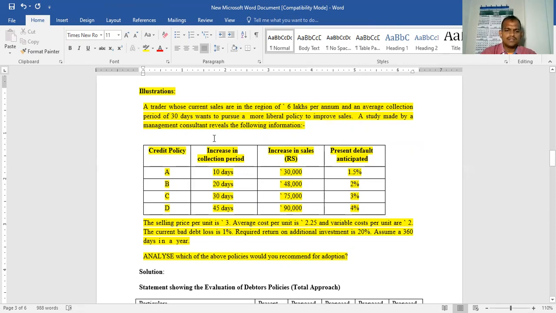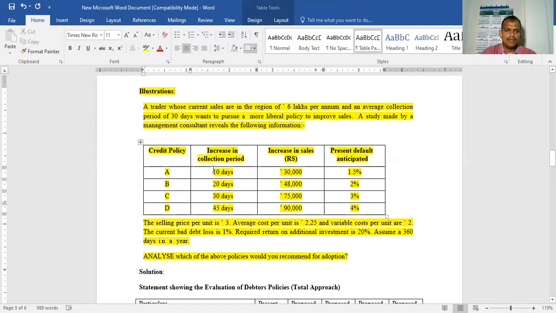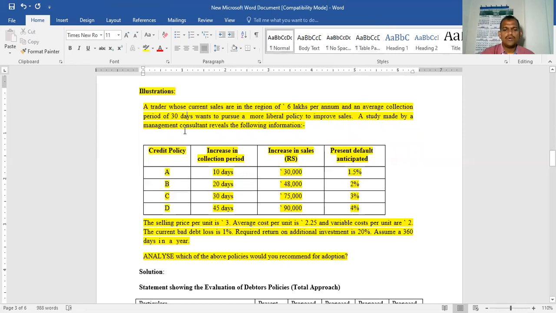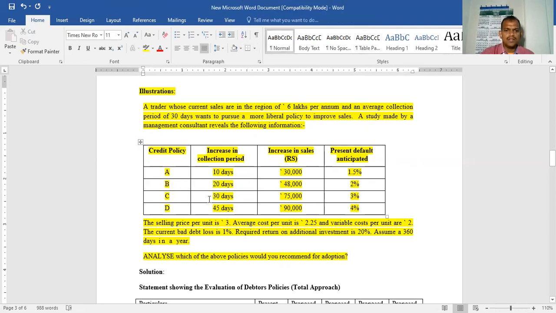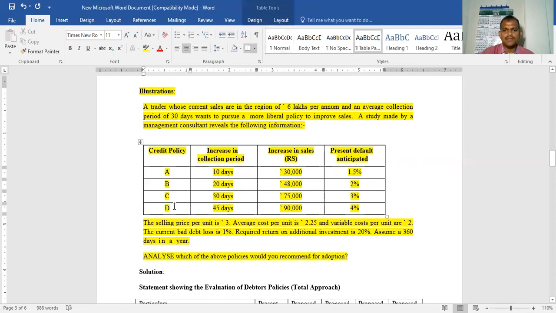So these consultants proposed 4 policies: A, B, C, D. So if trader wants to take A, the collection period will be 10 days more than this 30 days. It means 40 days is the collection period for the policy A. 30 plus 20, 50 days for B. 30 plus 30, 60 days for C. 30 plus 45, 75 days for D.